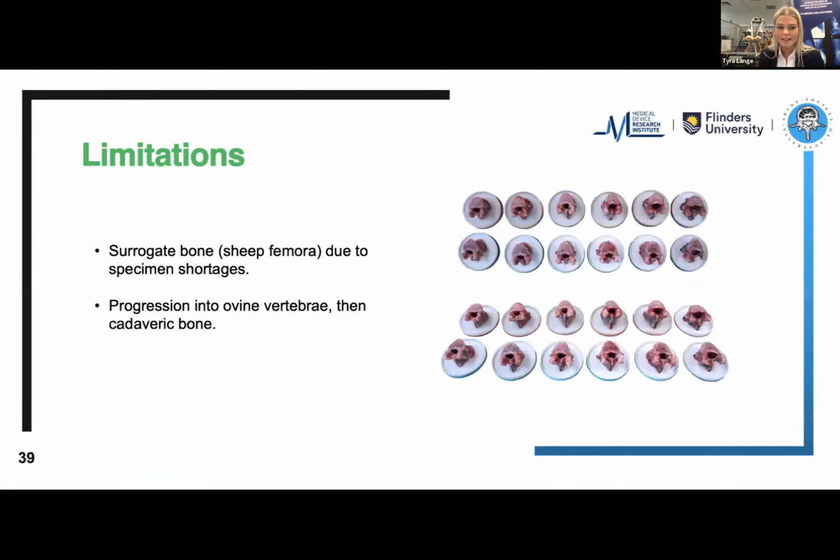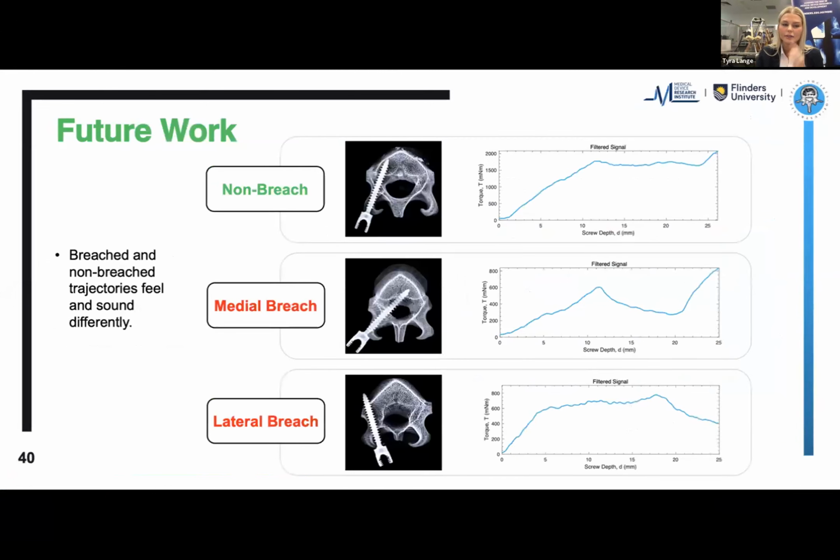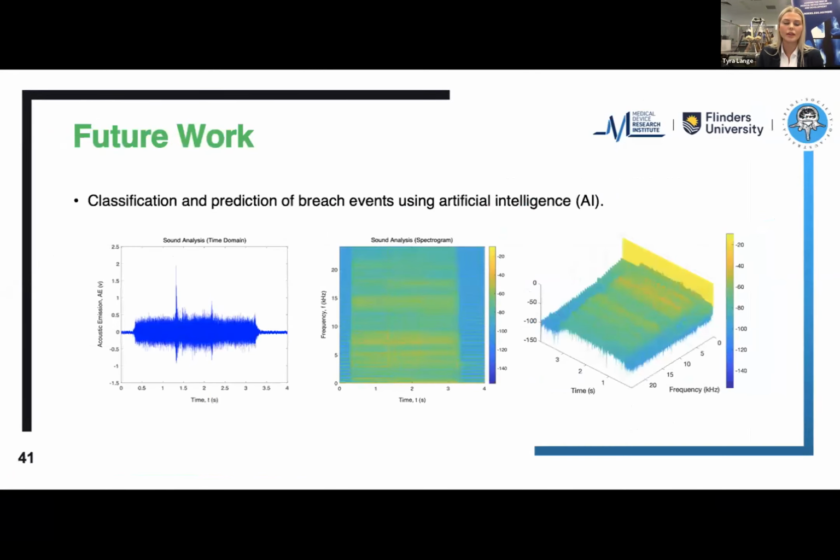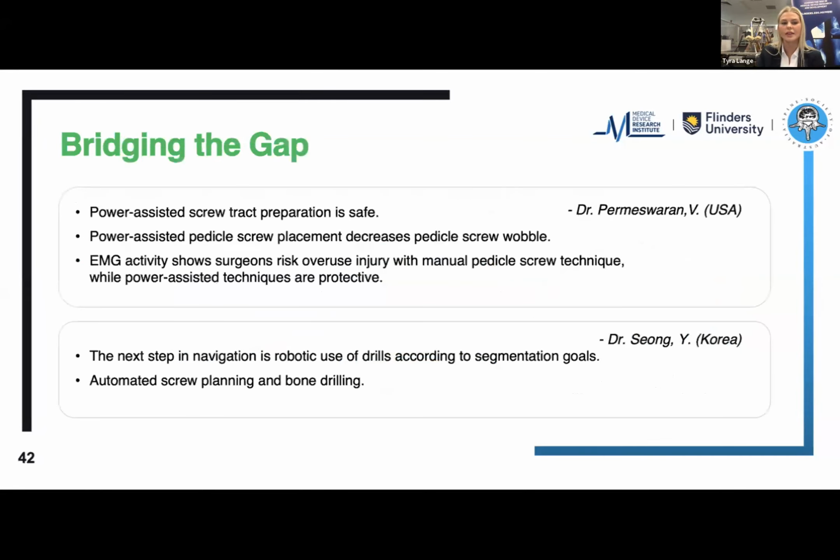So an obvious limitation of our study is that this was done in surrogate bone in sheep femora, but we are progressing this into ovine vertebrae and then cadaveric. And we're seeing very promising results that breached and non-breached trajectories do feel and sound differently, which is very exciting. We're also looking into the classification and prediction of these breach events using AI.